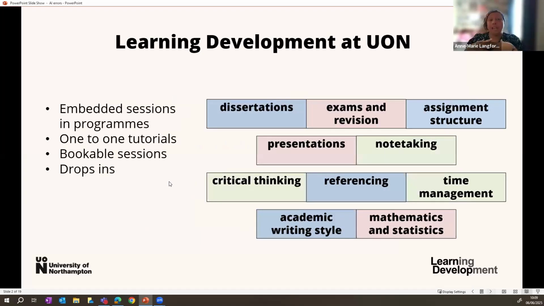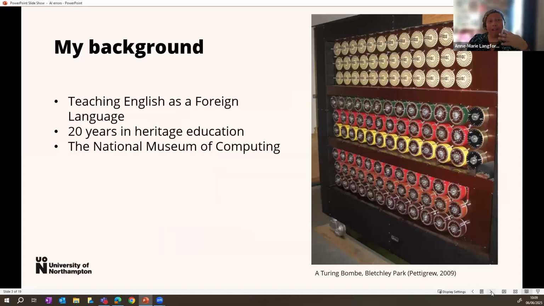So the way that learning development works at the University of Northampton, we have embedded sessions with one-to-one tutorials. We've started doing these bookable sessions now, so students can opt in to have additional content, and we have very quick drop-ins. So that's just to give you an idea of the general scope of my work. So when I talk about using AI errors, I'm mainly talking about using it in my work in embedded sessions when I go and do group sessions in specific courses.